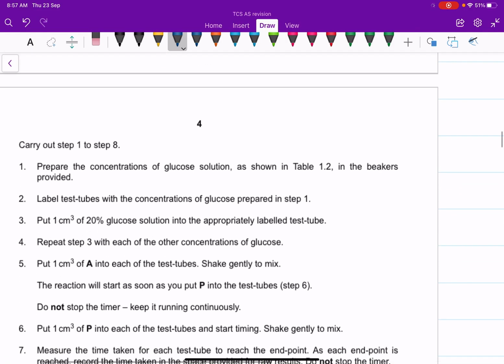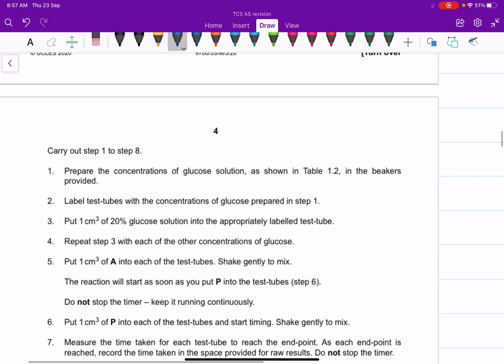The next part, carry out step 1 to step 8. Before you start your experiment, you should read these steps first, and then you should accordingly plan the procedure that you have to follow. And while doing this, you should keep on ticking: prepare the concentrations of glucose solution as shown in table 1.2 in the beakers provided. The first thing that you have to do is label tubes with the concentrations of glucose prepared in step 1. So this is step number 1.